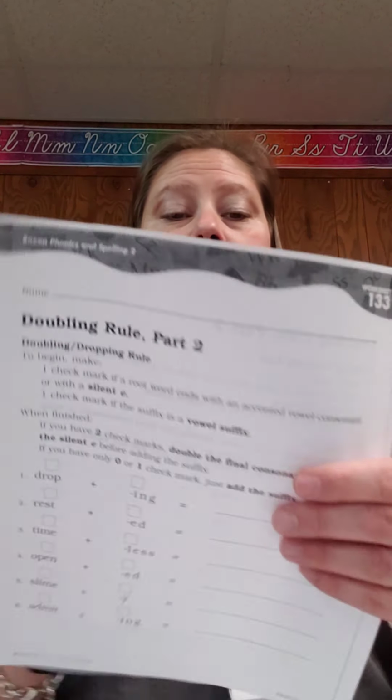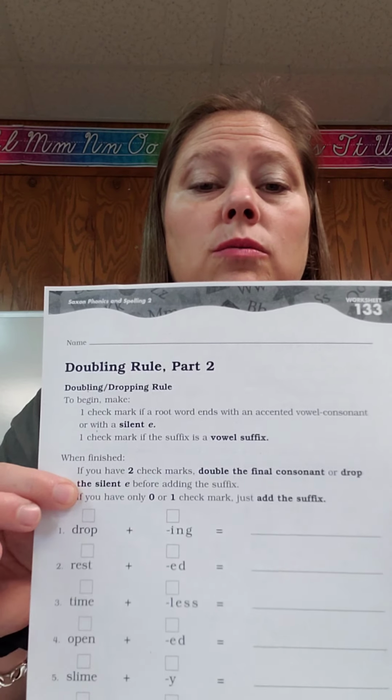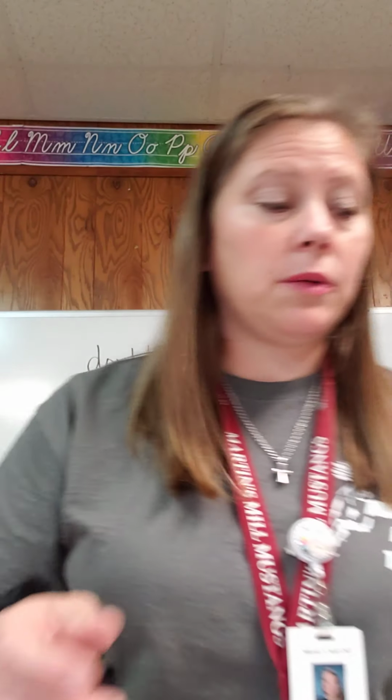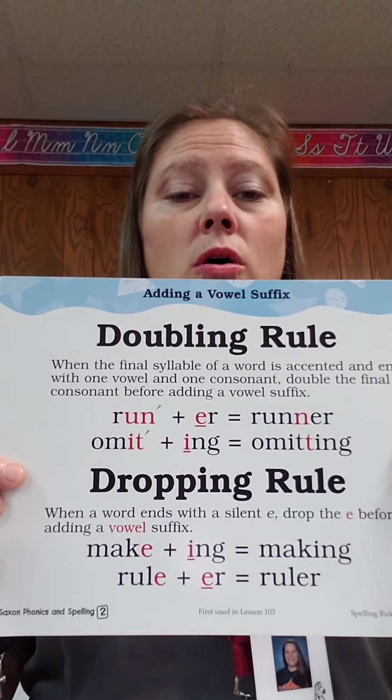You're also going to be using worksheet 133 on the front, homework 133 on the back, and this is referring to the doubling rule part 2. Now we're going to do a little review of doubling rule part 1, which we did a couple of weeks ago. We did have a wall card for it.